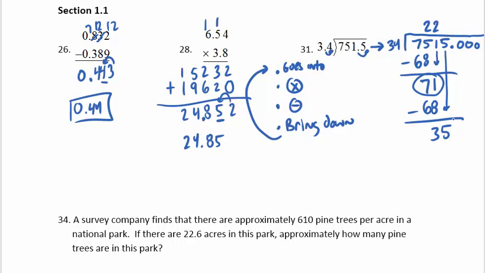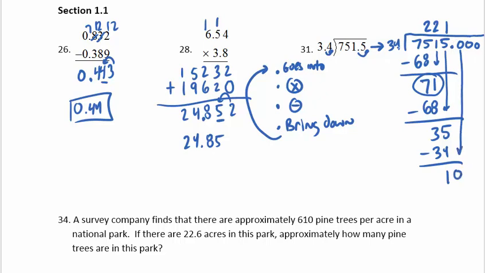Okay, so let's take a look again. Now I'm going to say, all right, it starts over again. 34 is going into 35, goes 1 time. 1 times 34 is 34. Subtract, I get 1. Now I'm going to bring down this next digit, which is a 0.